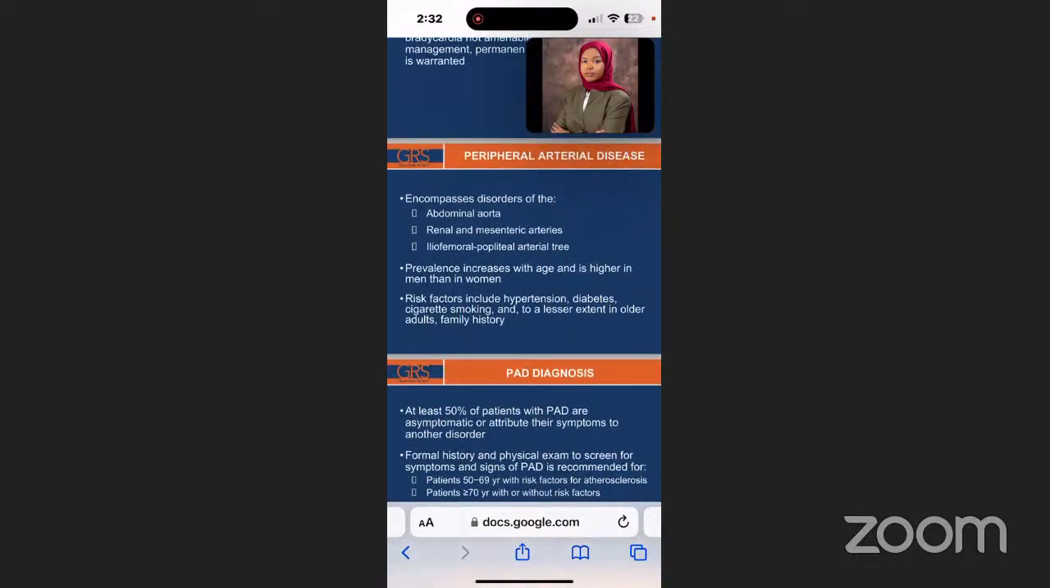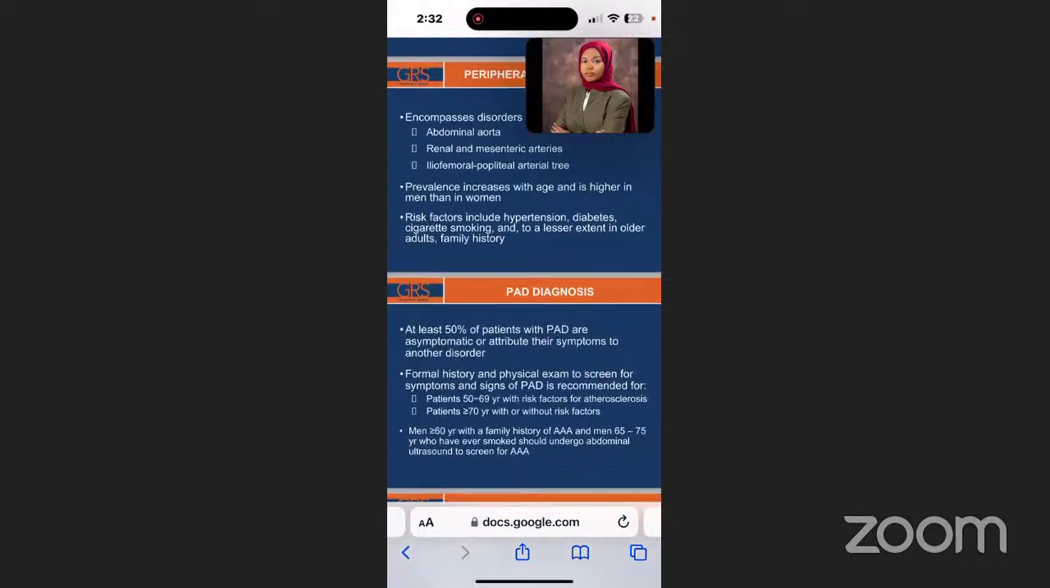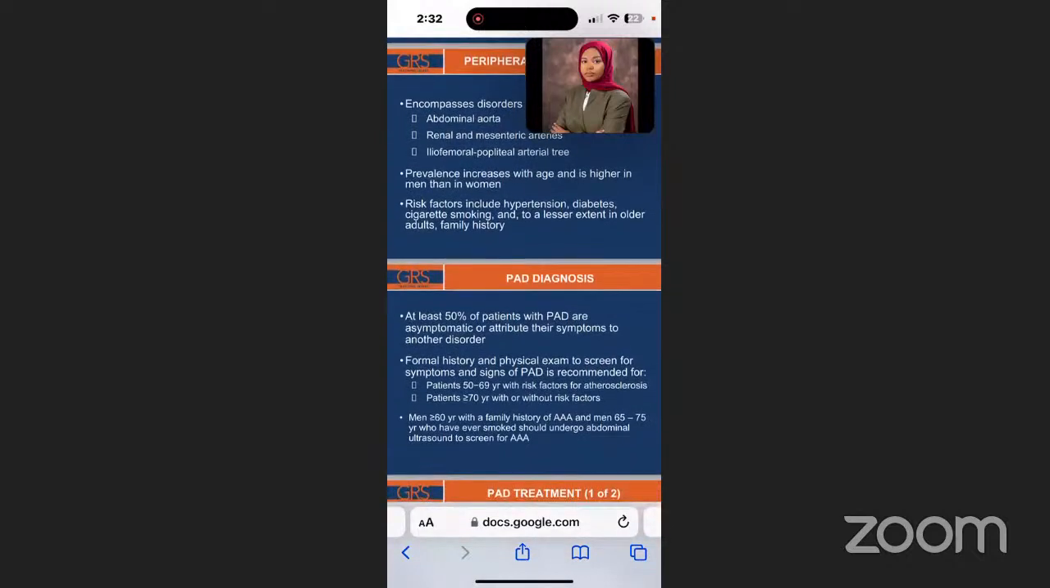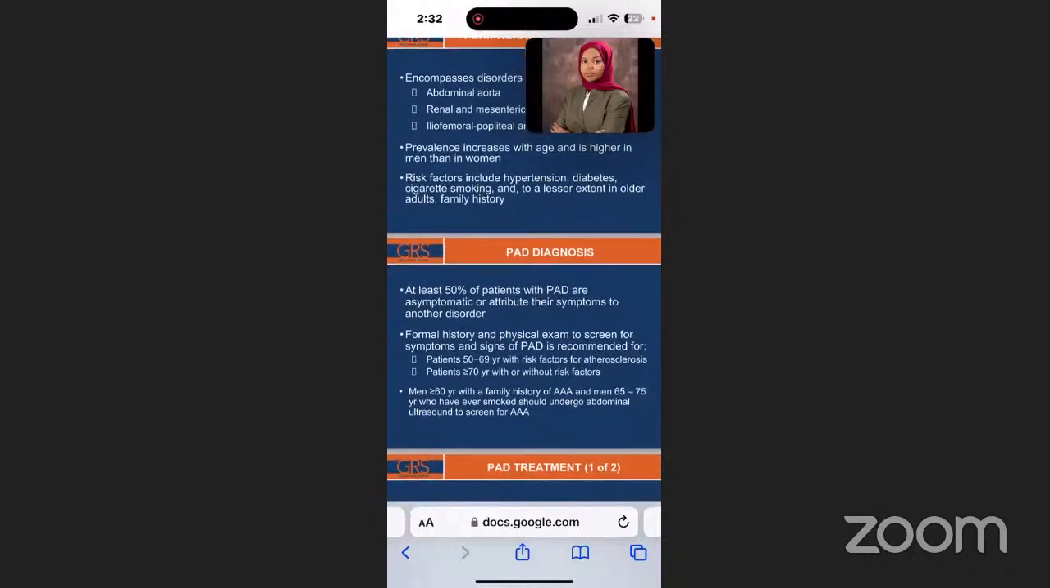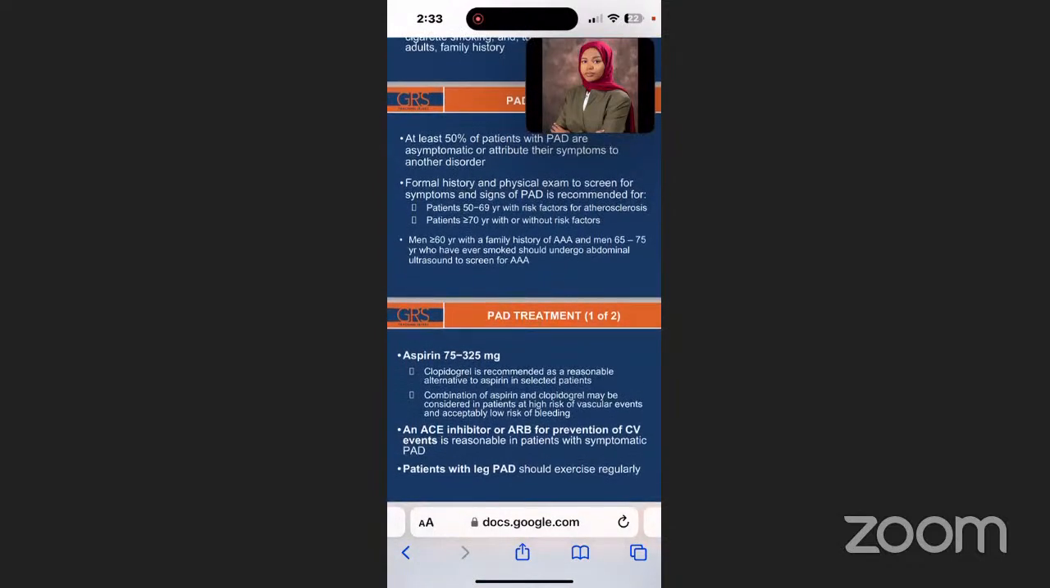The next topic is peripheral artery disease disorders, which include the abdominal aorta, renal and mesenteric arteries, and iliofemoral popliteal arteries. Prevalence increases with age and is higher in men than in women. Risk factors include hypertension, diabetes, smoking, and to a lesser extent, older age and family history. Peripheral artery disease diagnosis: 50% of these patients are asymptomatic or attribute their symptoms to another disorder.